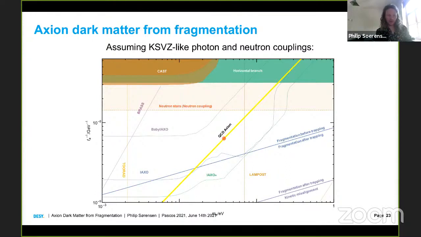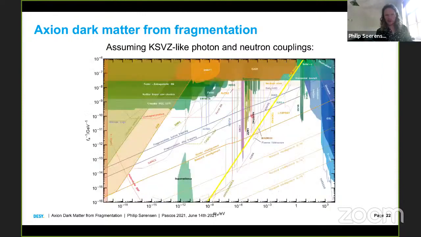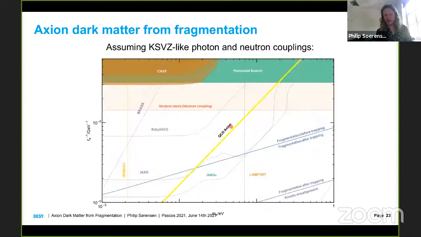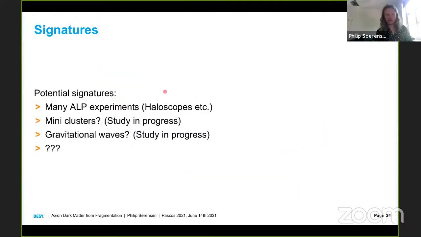Now, if any of these experiments really find an ALP or an axion, a QCD axion, then of course it would be nice to know that it's the particle produced by fragmentation. So we've been looking for some signatures that could allow us to uniquely identify this as the action of fragmentation. One signature that has been proven viable appears to be the formation of axion mini clusters.